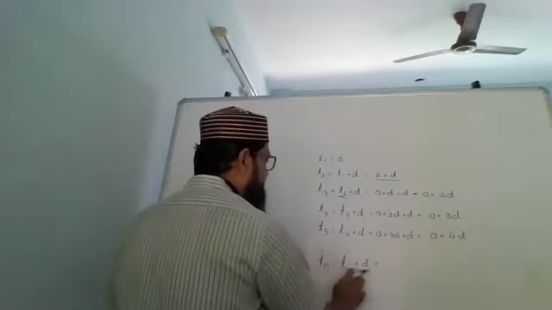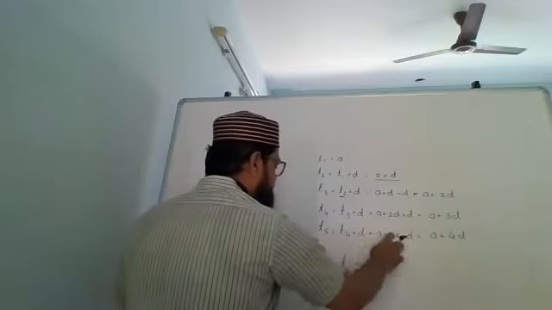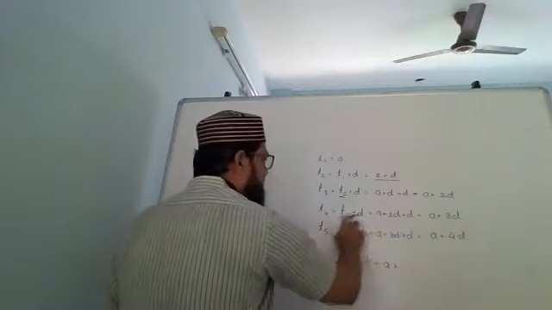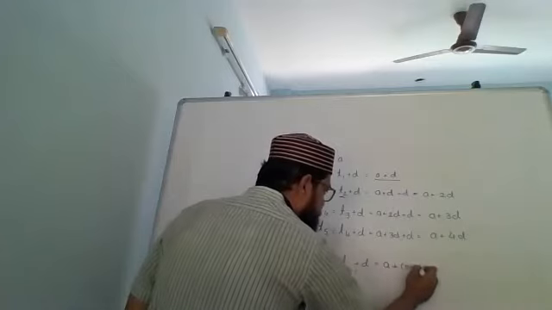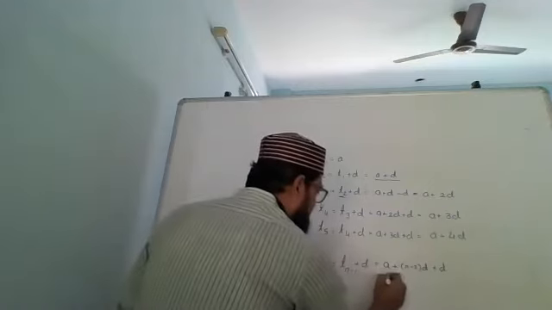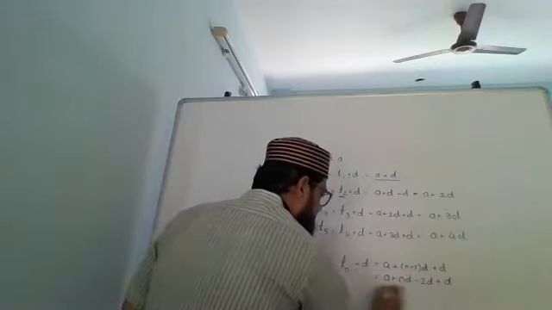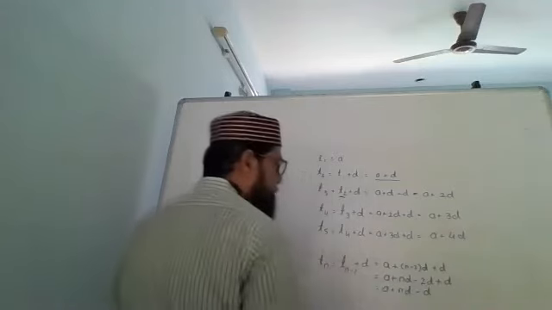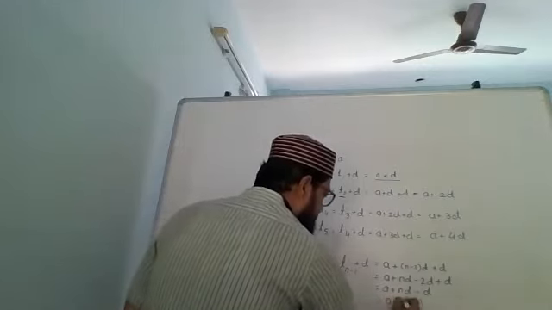Tn equals Tn minus 1 plus D. Tn minus 1, like T4 was A plus 3D. So Tn will be A, which is common everywhere, plus, for 4 it is 3D, for 3 it is 2D, for 2 it is 1D. So for n minus 1 it is (n minus 2)D, plus this D that is already there. So this would become A plus nD minus 2D plus D, which would become A plus nD minus D. If you take D common from this, you will get A plus (n minus 1) into D.